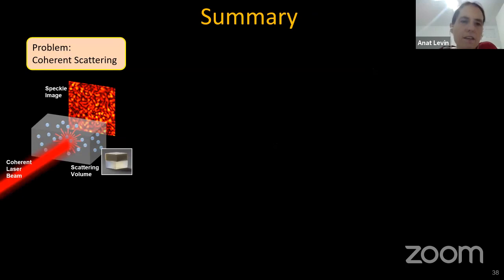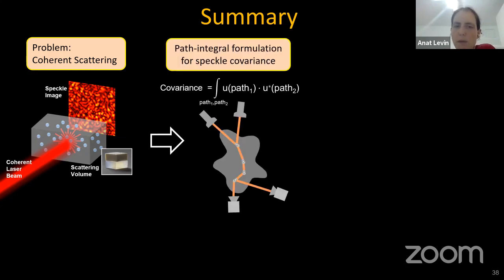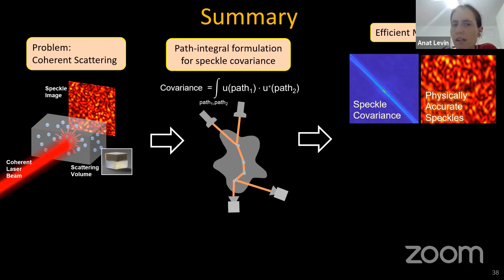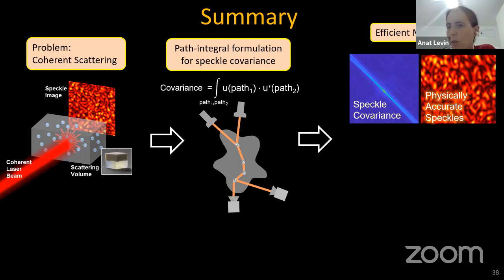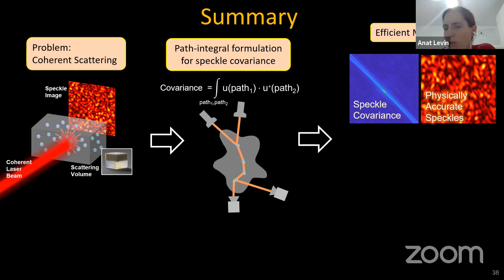Okay, so I'll just summarize that we spoke today about the problem of simulating coherent speckles, coherent scattering, and we formulated the speckle covariance as an integral in path space. And we suggested an efficient algorithm for computing the speckle covariance using a Monte Carlo algorithm. And we saw that this algorithm is really physically accurate. It agrees very, very accurately with statistics that were computed with the exact wave solvers, but yet it's a few orders of magnitude more efficient.